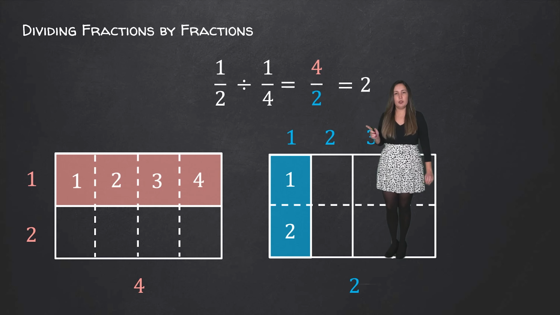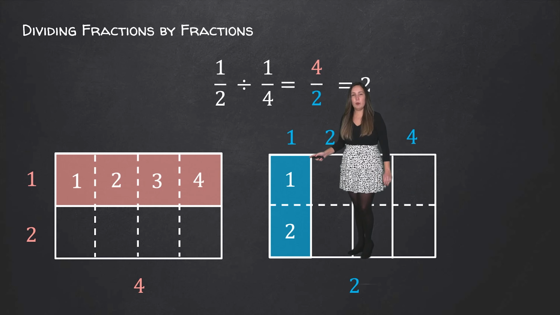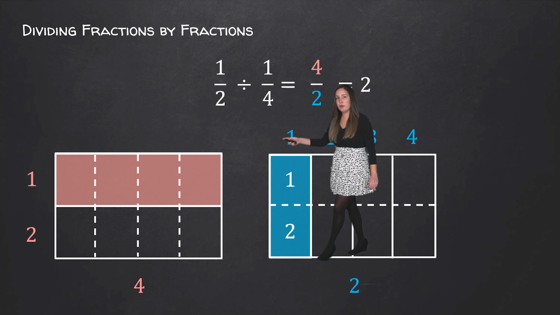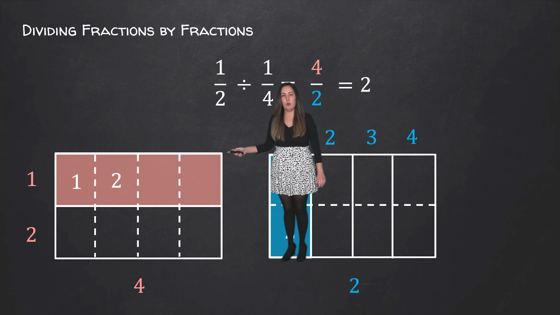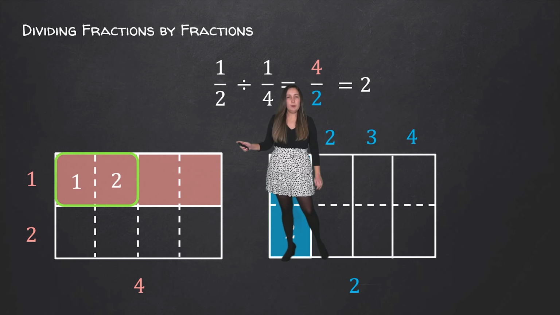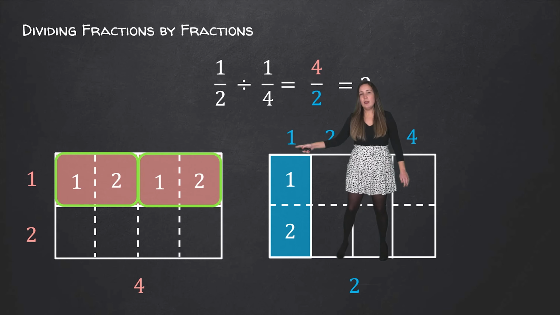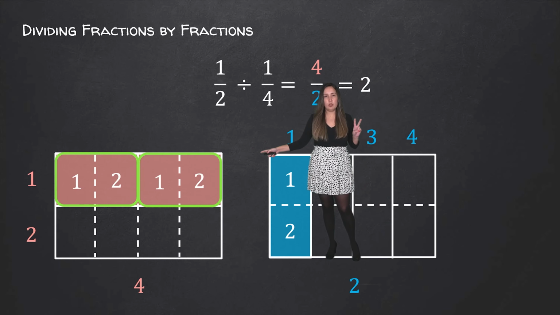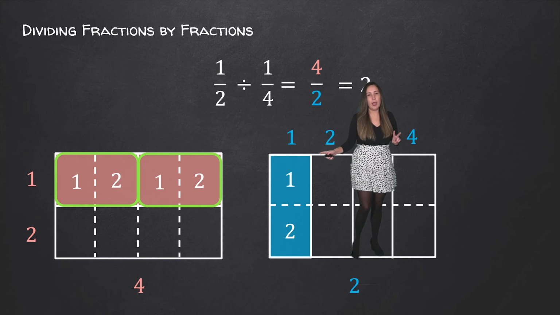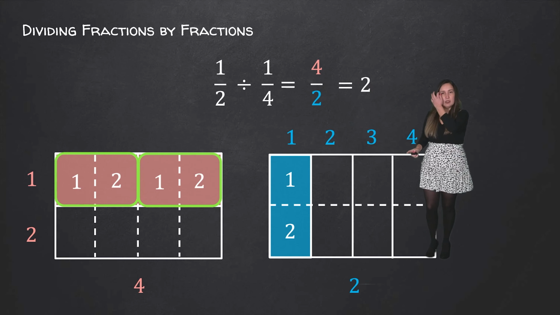And I'm going to show you why. Here we want to figure out how many of these pieces fit in here. So we're going to count 1, 2. That's one group. 1, 2. That's a second group. So these pieces fit in here a total of 2 equal times, okay? And that's why our answer is 2.